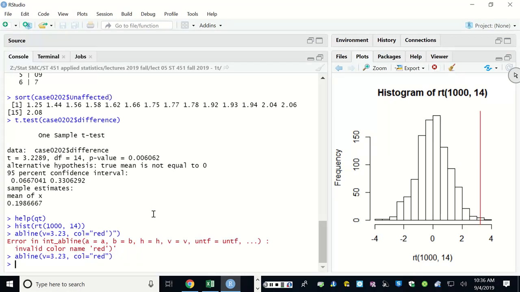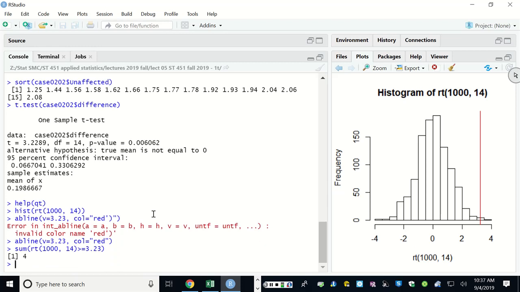There. So just by random chance, out of 1,000, we would get a few t-values that are bigger than that, but not that many, right? I didn't save those, so how many random t's, let's do 1,000 of them, with 14 degrees of freedom, are greater than or equal to 3.23? In one sample, I got 4 out of 1,000, so it's kind of unusual.